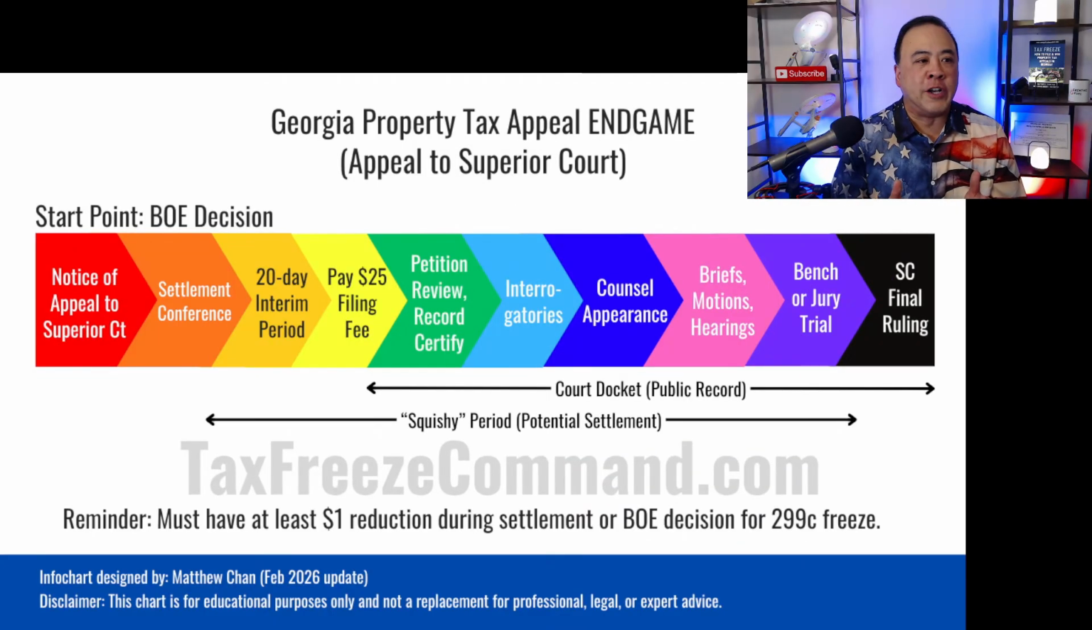The next chart I want to show you, I'm really excited about. This is a project that has been swimming in my mind for the last year or so. And it is the only chart of its kind. I've seen nothing that comes close to it. It basically attempts to lay out what happens when you appeal to Superior Court.